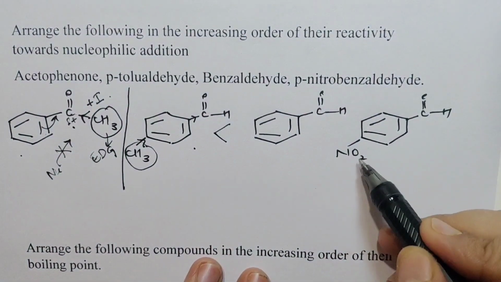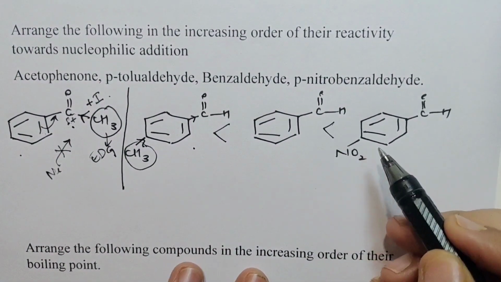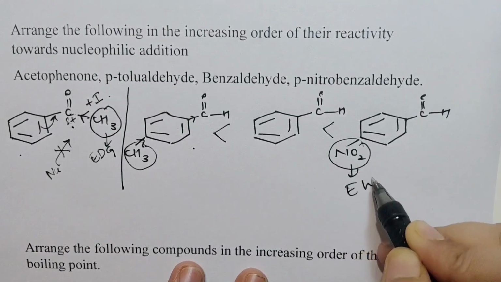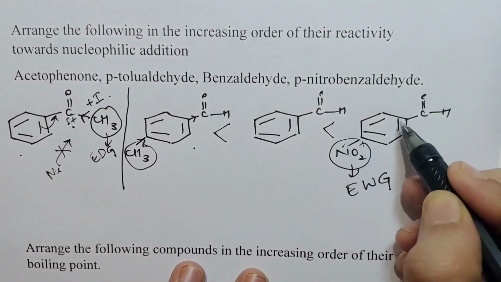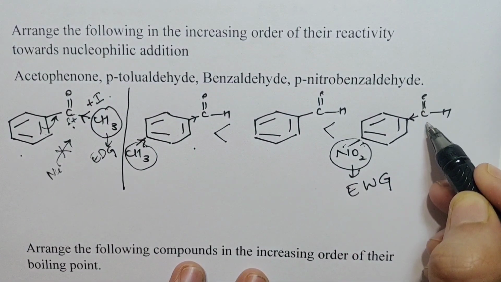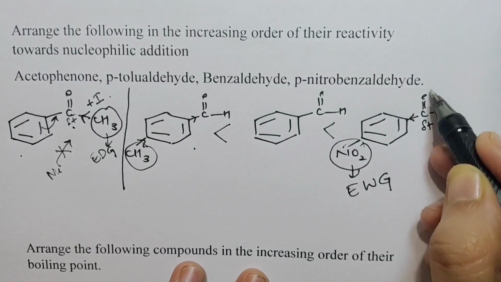Now, when there is a nitro group on benzaldehyde, this nitro group is an electron withdrawing group. It will withdraw the electron density and therefore will make this carbonyl carbon more polar.